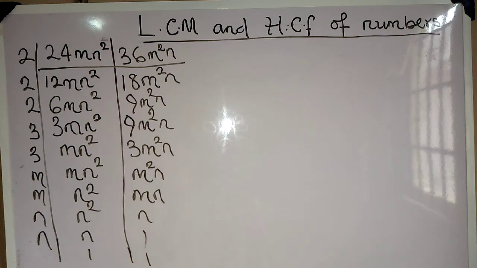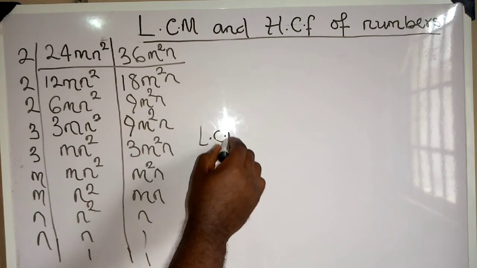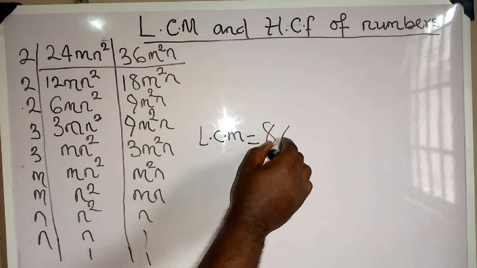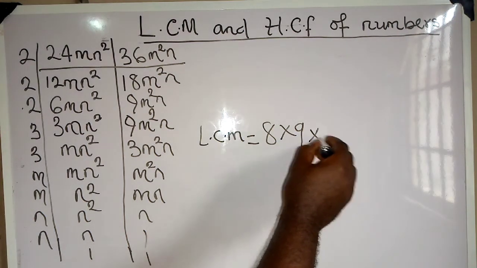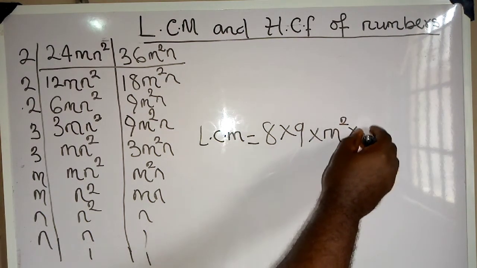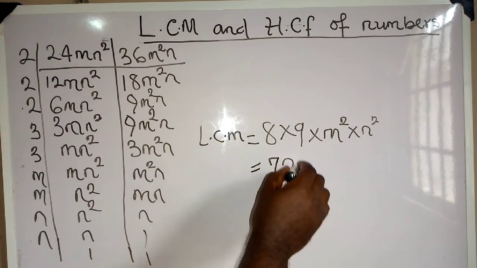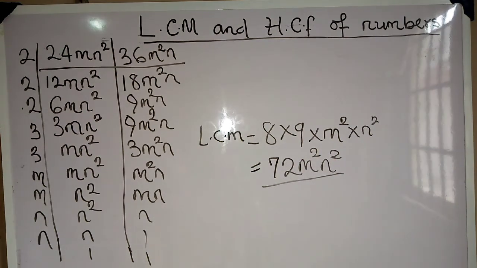Now, our LCM will be 2 times 2, 4, 4 times 2, 8. 8 times 9. M times M, that's m squared, times n squared, times m squared times n squared. And that will give us 72 m squared n squared. So this is my LCM of the given terms 24mn squared and 36m squared n.